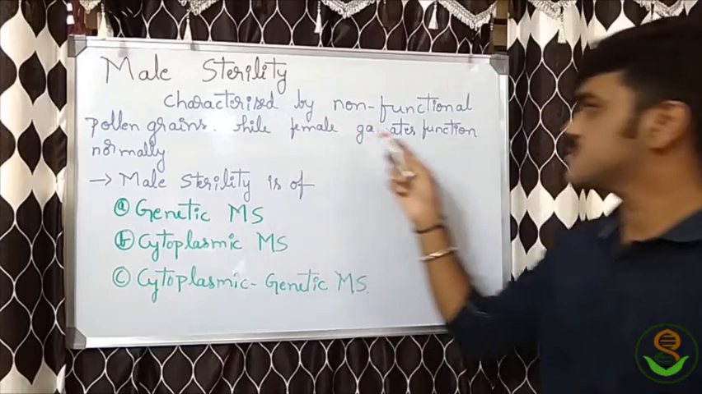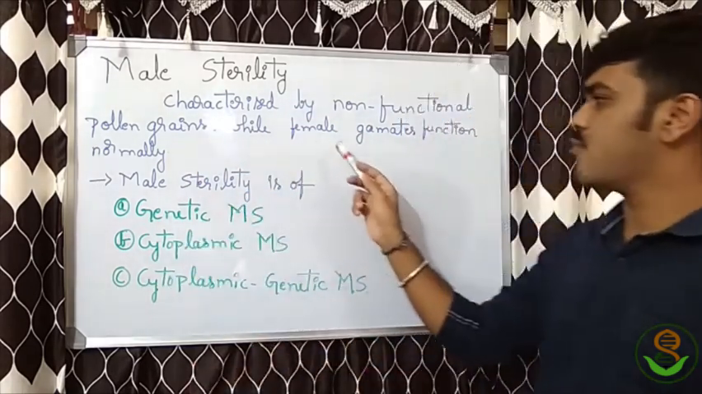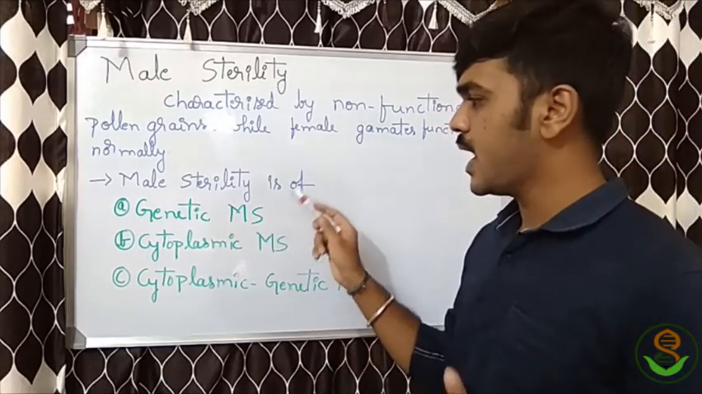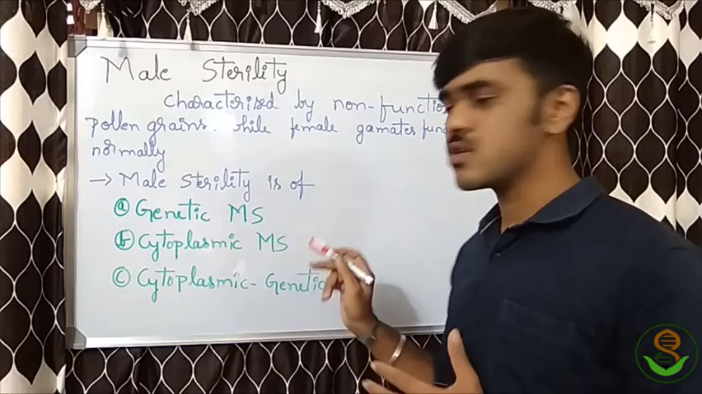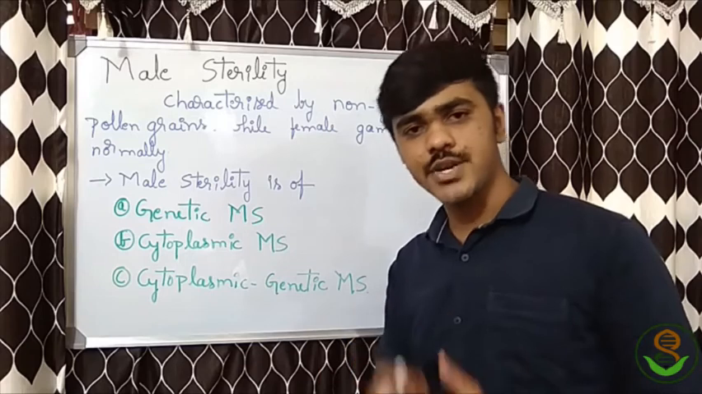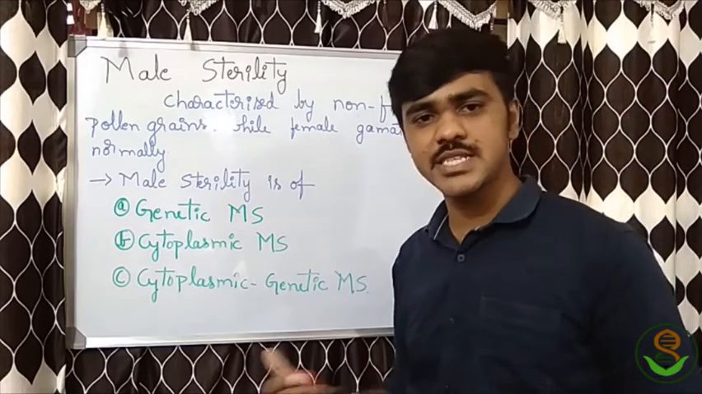It is characterized by non-functional pollen grains, that is the male part, while the female gametes are functional and normal. And the male sterility concept includes three types: genetic male sterility, cytoplasmic male sterility, and cytoplasmic genetic male sterility. Let's see one by one.